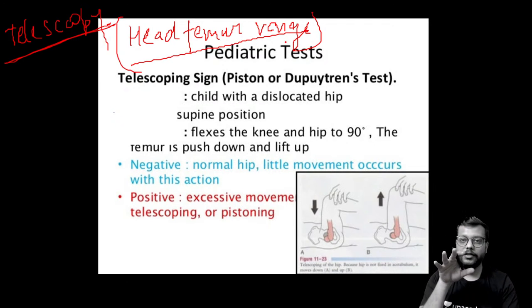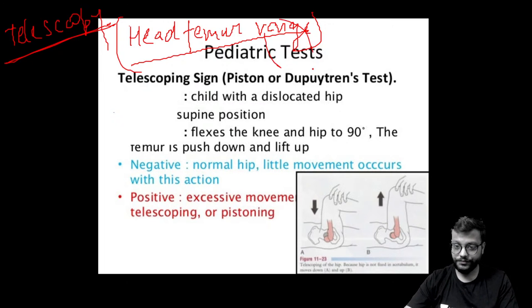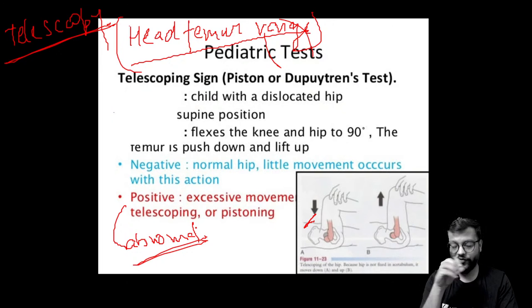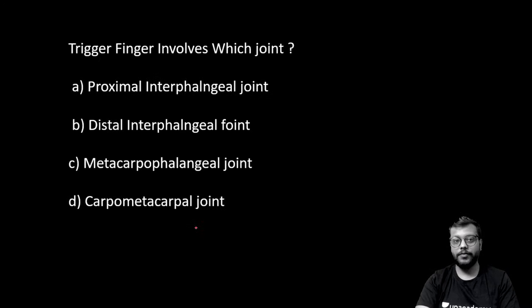और इसमें क्या होता है, the examiner pushes the femur head, okay, with flexed knee and flexed hip it pushes like this, okay, and it pushes inside. So if the telescopy is present or positive, which is an abnormal or pathological condition, you will have an excessive movement of the head, femoral head, inside the acetabulum cavity, okay. This is the telescopy test.